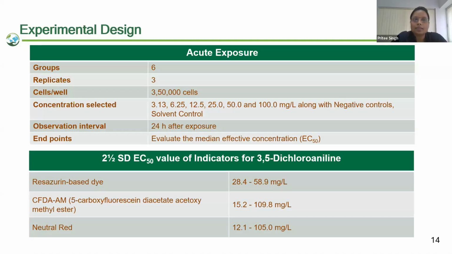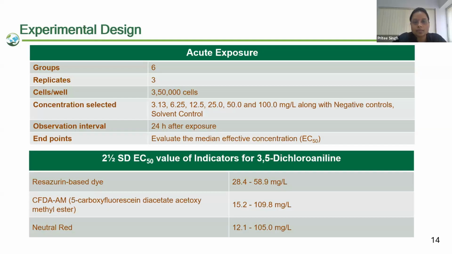The experimental design was: we took six groups. Each group had three replicates, and in each well 350,000 cells were added. This was the concentration which we selected to validate the study, along with the negative control and solvent controls. Observation was up to 24 hours after exposure, and the endpoint was to determine the EC50 value.